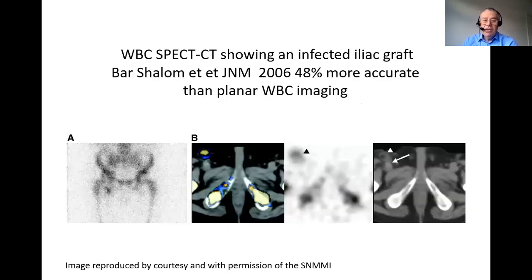Now, the first paper to show this came from Israel. This is from Buscombe et al. in the JNM in 2006. And even then, they showed a 48% improved localization. This was a classic example.